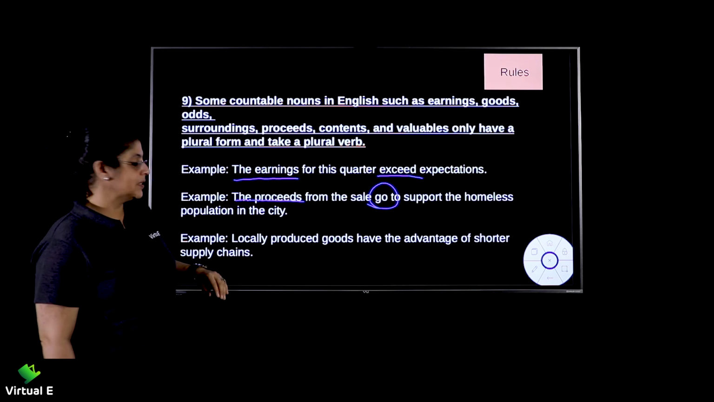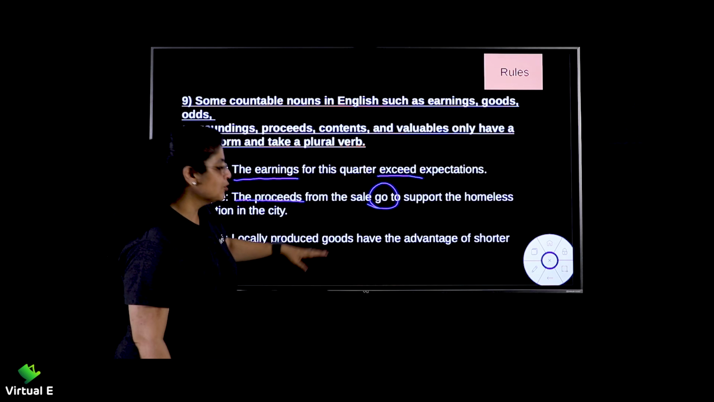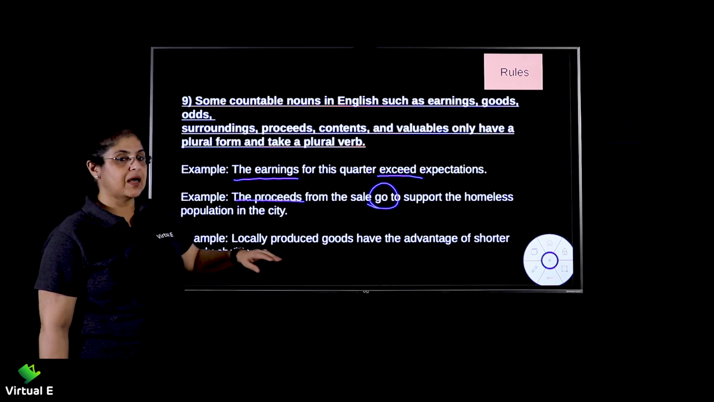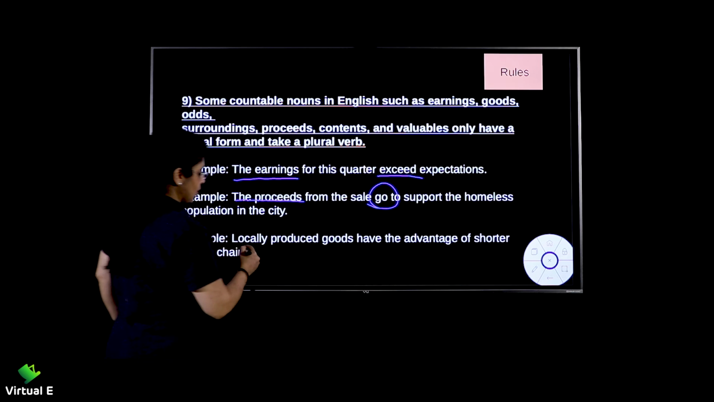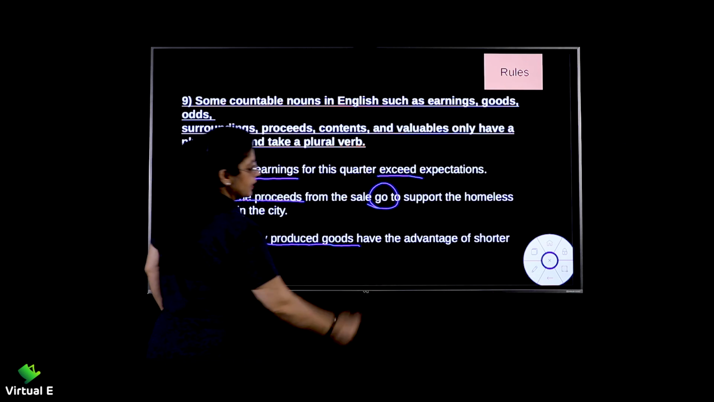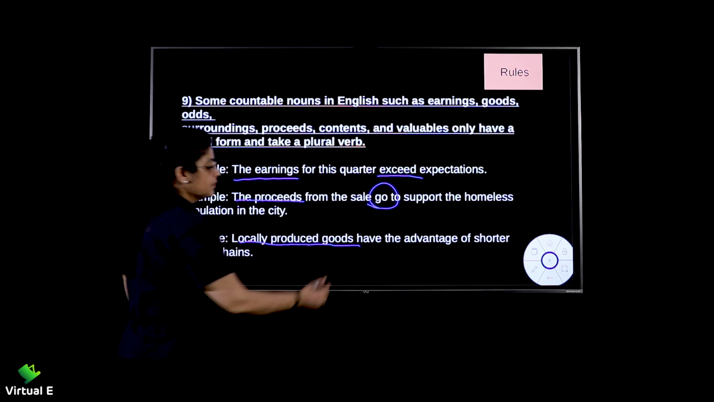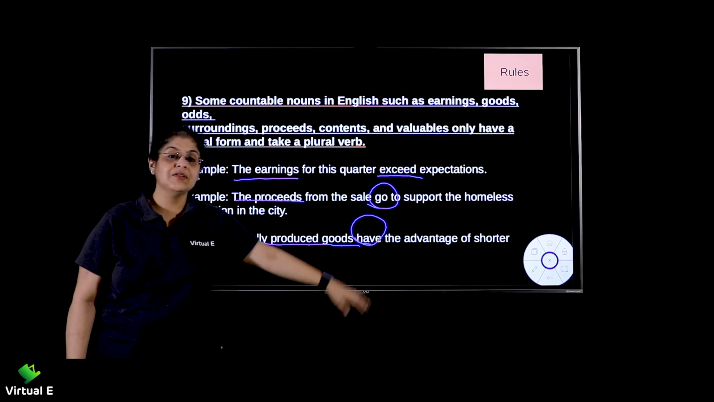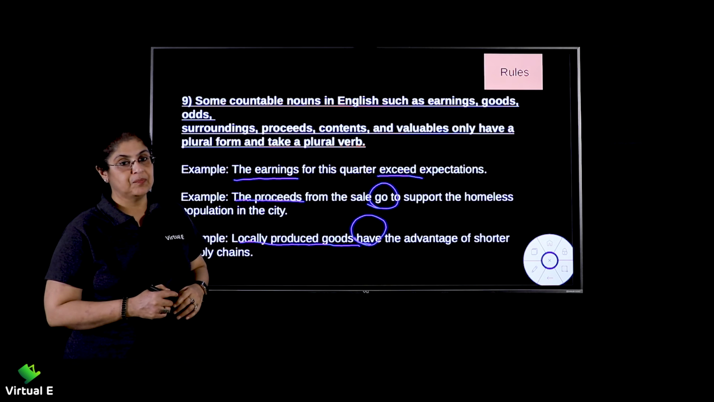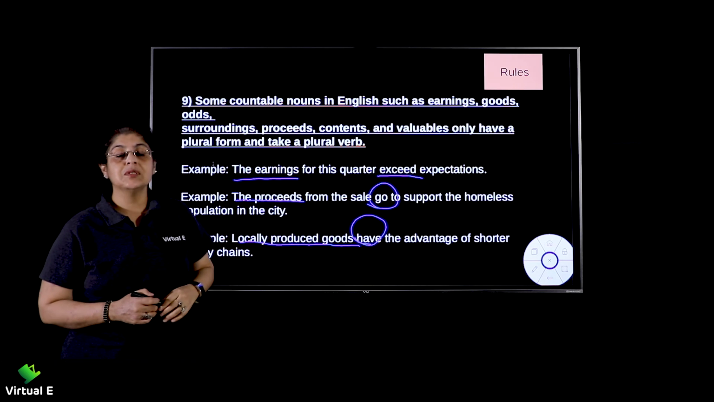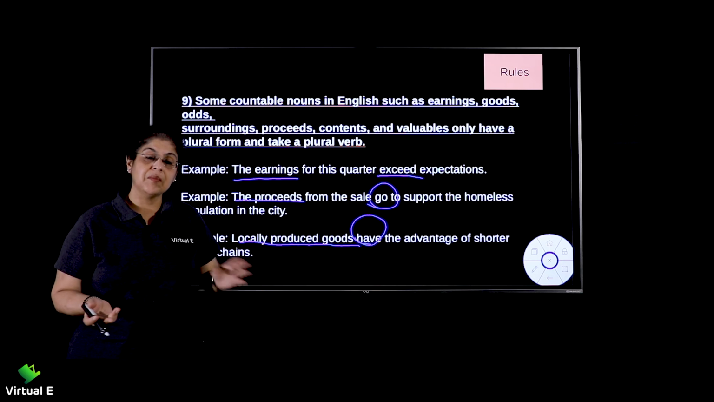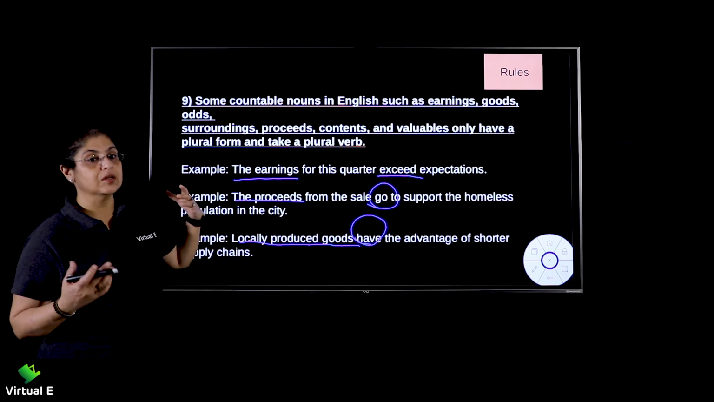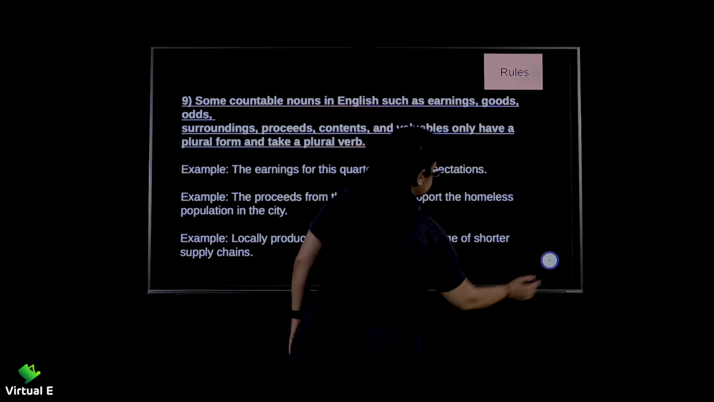Now, moving to the last example, locally produced goods have the advantage of shorter supply chains. What are we talking about? We are talking of locally produced goods. And what is the verb we are talking of? Have. Now this is plural. Our have is also in the plural form, right? So countable nouns and uncountable nouns, very simple to remember. Uncountable nouns take singular, countable nouns take plural, which have the plural form.